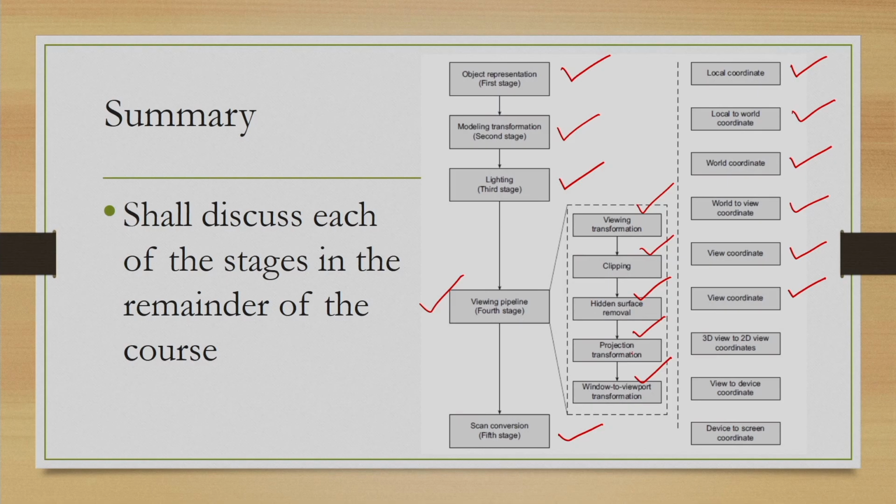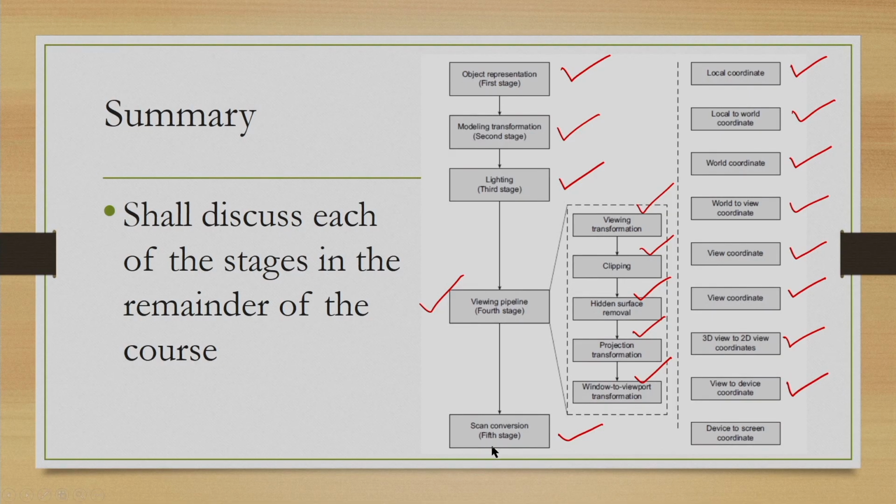Then we perform a transformation, projection transformation, which transforms the content of the view coordinate system to a 2D view coordinate system. So, we have 3D view coordinate system, from there we transfer the content to a 2D view coordinate system. And in the window to viewport transformation, we transfer from this 2D view coordinate system to device coordinate system.